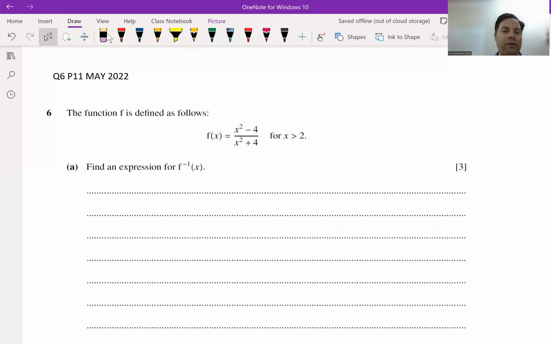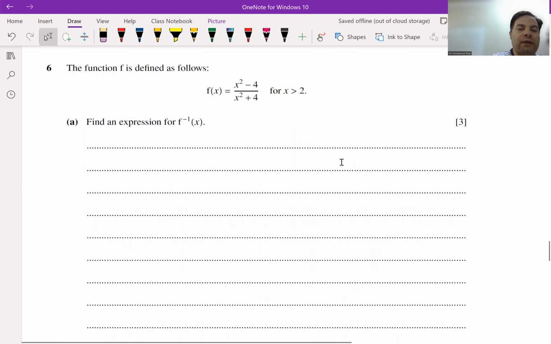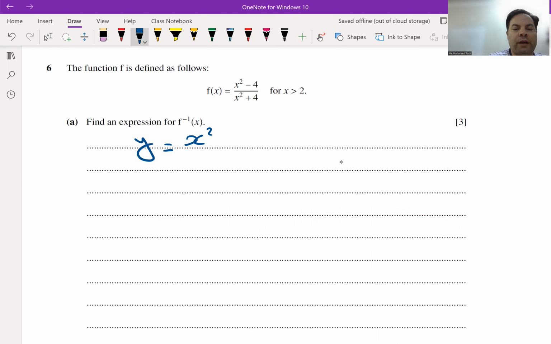Hello guys, in this tutorial, I'm going to solve question number 6, paper 11, May 2022. The function f is defined by f of x is equal to (x squared minus 4) divided by (x squared plus 4), where x is more than 2. Find an expression for the f inverse. Let's start now to write y is equal to x squared minus 4 divided by x squared plus 4.